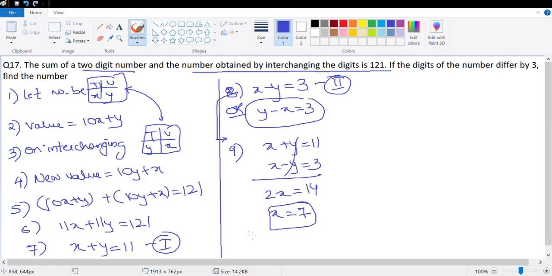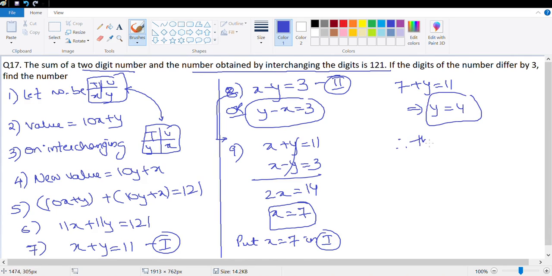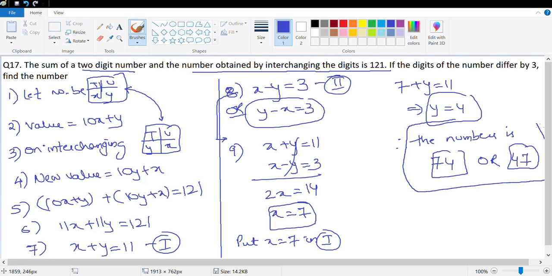So put x is equal to 7 in equation number 1, and we get 7 plus y is equal to 11, which means y is equal to 4. So therefore the number is 74 or 47, right? The difference in both the cases is 3. We don't know whether x is bigger or y is bigger, right?